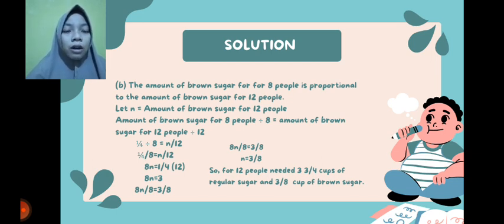So for 12 people we need 3 and 3 over 4 cups of regular sugar and 3 over 8 cups of brown sugar.